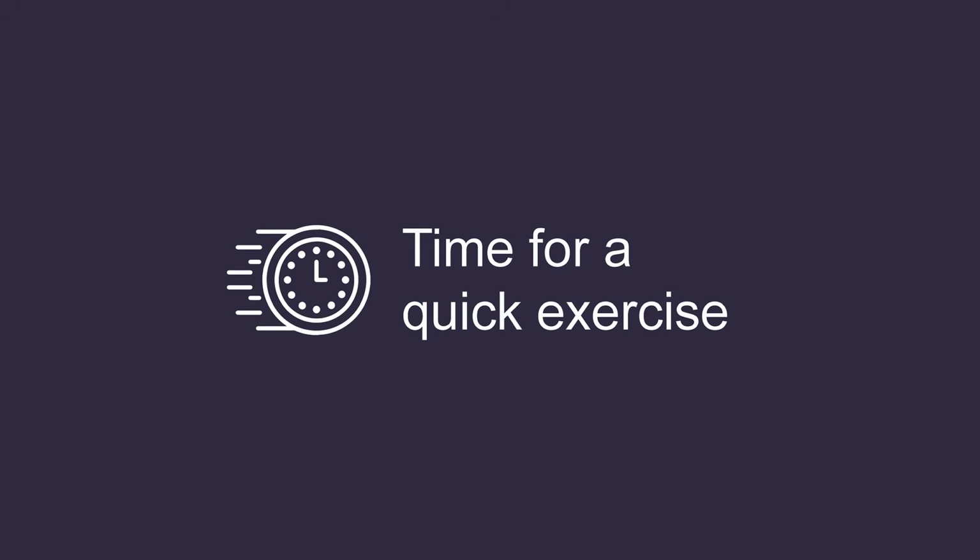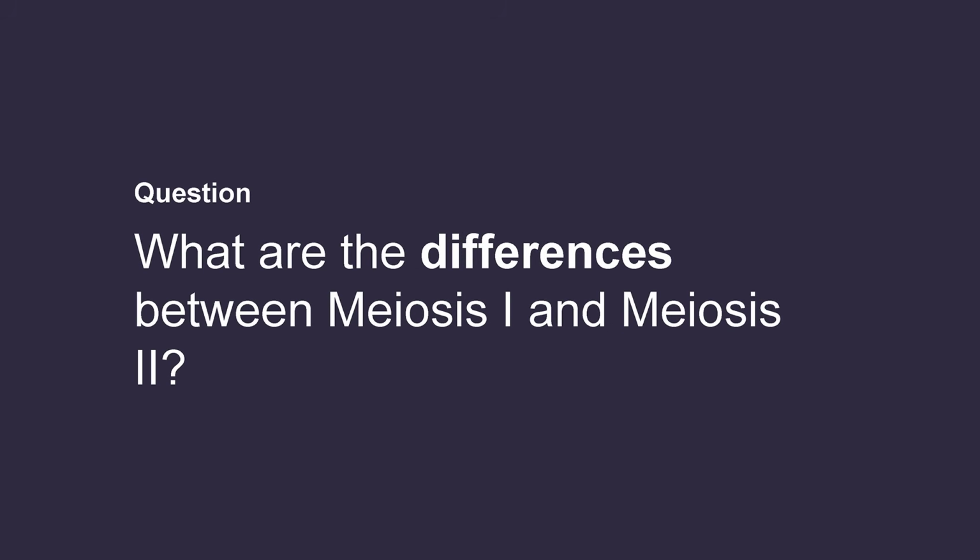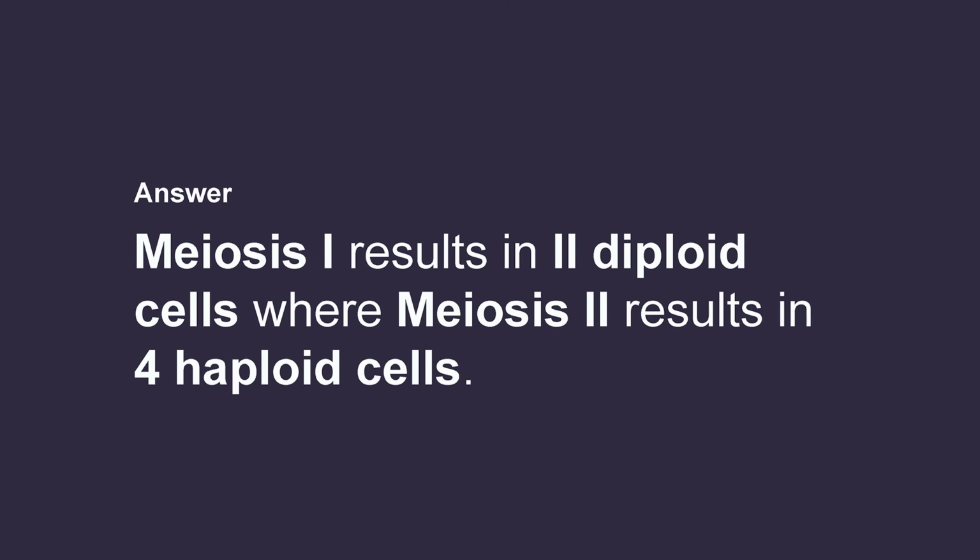So before we end, I want to check your understanding by doing a quick exercise. What are the differences between meiosis 1 and meiosis 2? Great job. If you listed either of these, you are on the right track. Before meiosis 1, cells duplicate their genetic material, and meiosis 1 results in 2 diploid cells and meiosis 2 results in 4 haploid cells.